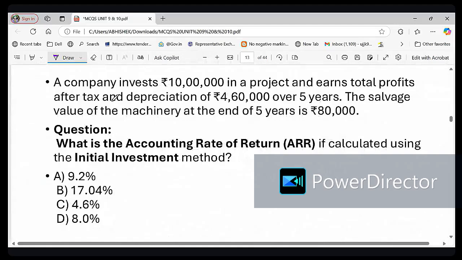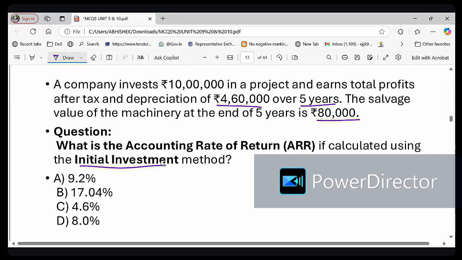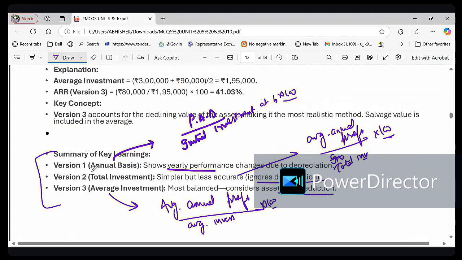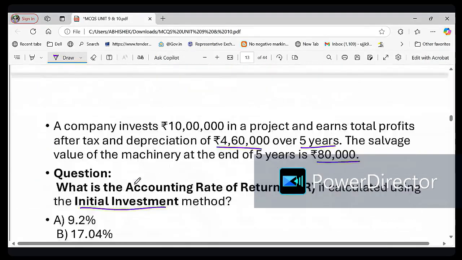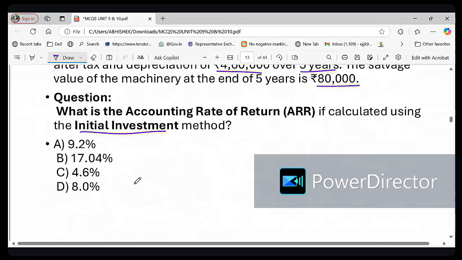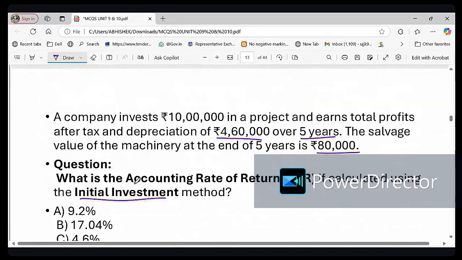The question is: a company invests 10 lakh in a project and earns total profit after tax and depreciation of 4,60,000 over 5 years. The salvage value of machinery at the end of 5 years is 80,000. What is the ARR if calculated using the initial investment method? Just now I told you three methods: annual basis, total investment, average investment. Now please tell me how to go about calculating it.